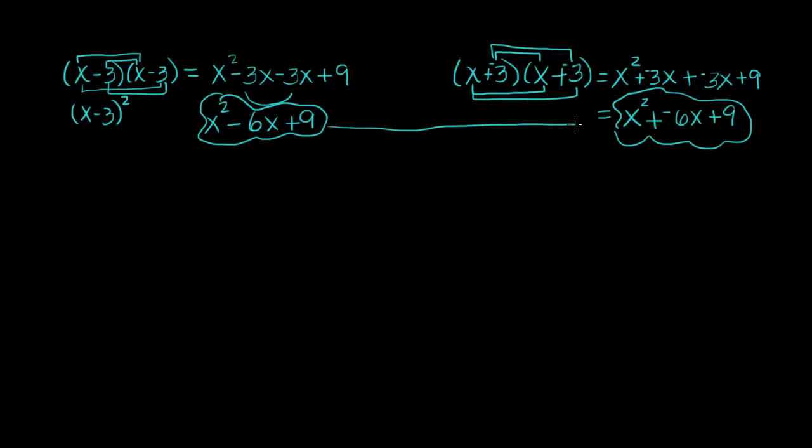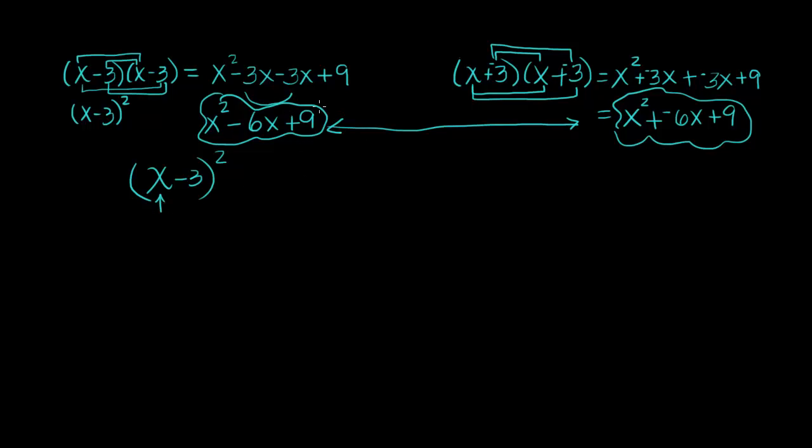These two are identical, okay? Writing minus 6x or plus negative 6x is the same exact thing. But the important thing I want you to notice here is the pattern. Notice that the first term is the square of the first term. Let's write it over here. (x - 3)^2. The first term is the square of the first term.